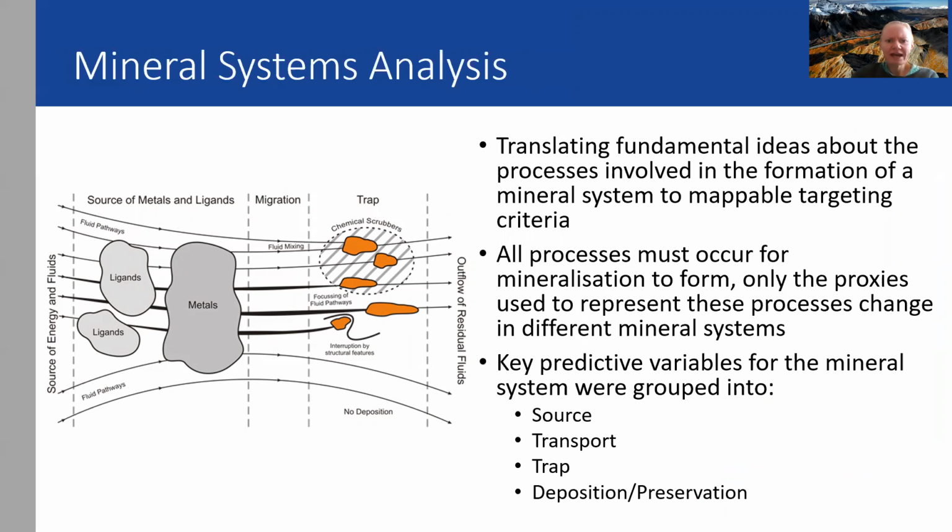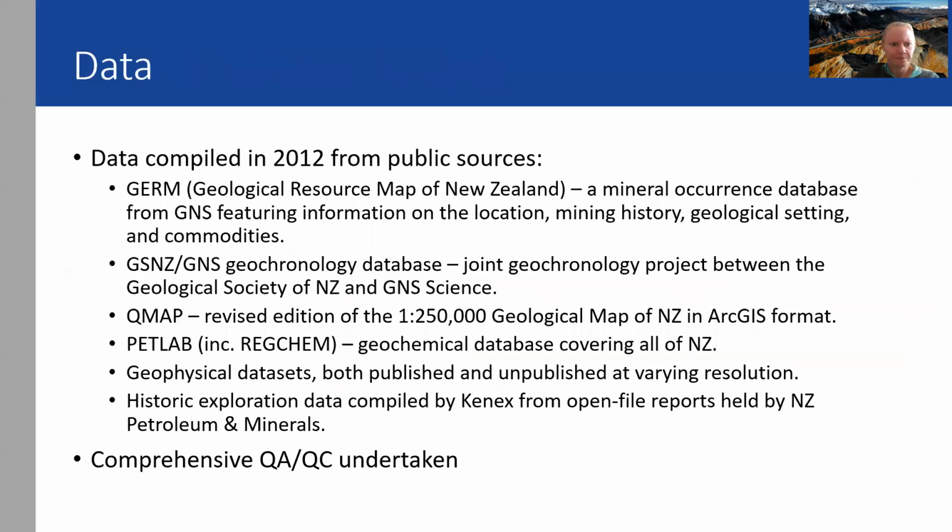So when we're looking at doing mineral potential mapping, we used a mineral systems based approach, which involves translating the fundamental ideas about the processes involved in the formation of a mineral system to mappable targeting criteria from which we can map spatial proxies from our available GIS data. And all of the processes, so source, transport, trap, and deposition and preservation processes, must occur for the mineralisation to form. It's only the proxies that are used to represent these processes that change between the different mineral systems.